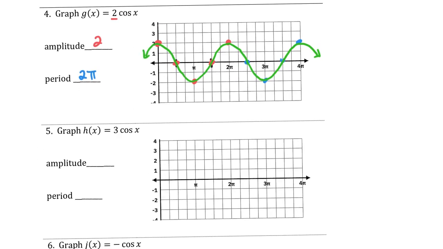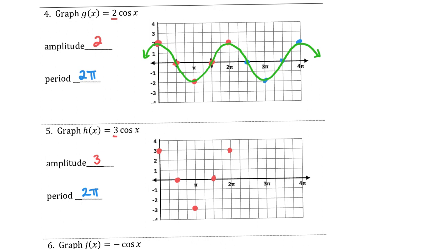Okay, h of x equals 3 cosine x. Amplitude is 3. Period is 2 pi. Okay, we're going to follow the same pattern. Cosine starts high. So my amplitude's 3, so it's going to start at the 3. Then where does it go? Hits the 0. Then it goes down. Hits the 0, back up to 3. That's 1 period. So I started, hit all my points, got back up to 3.